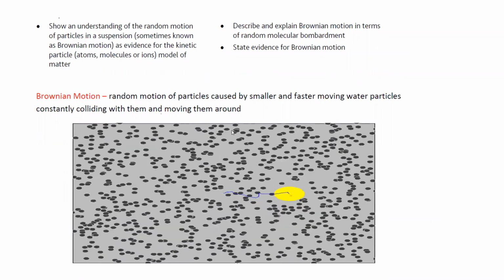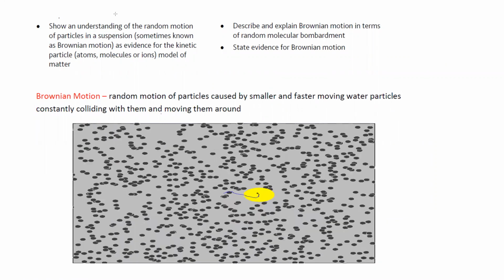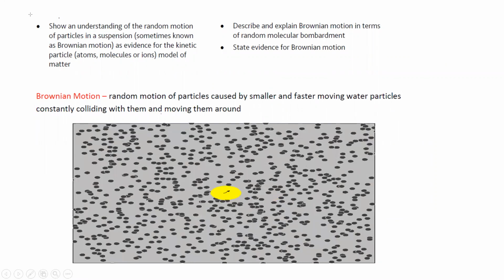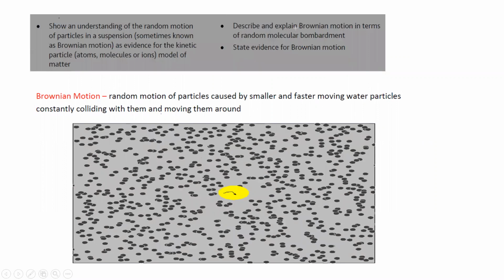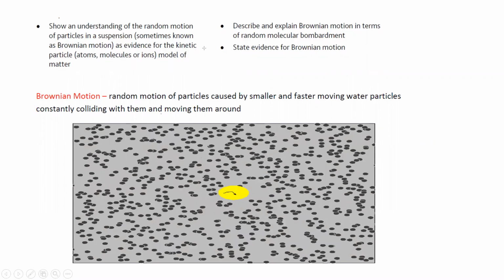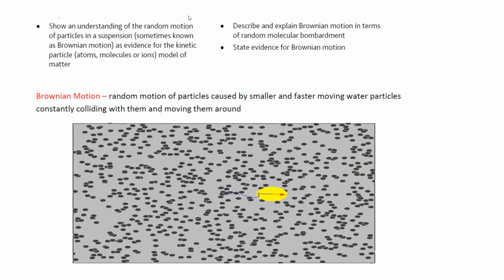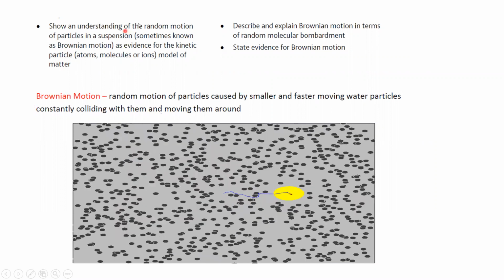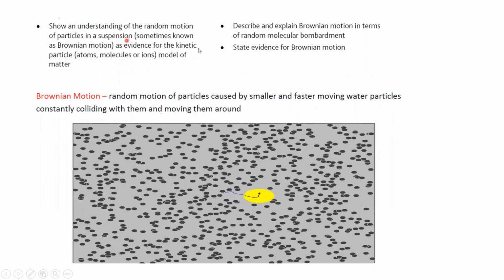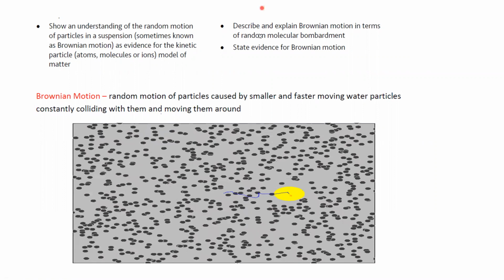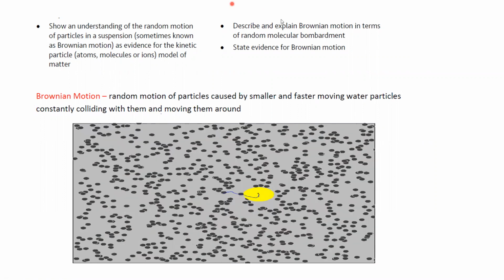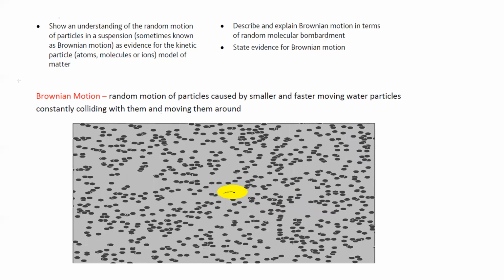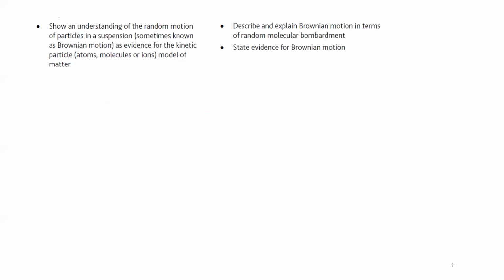At the top of the slide, you will always find the objective, the syllabus objective. This is from the syllabus only. So what is the objective of this part? You should show an understanding of random motion of particles. What is random motion of particles? How do we explain random motion? A motion which does not have a specific direction, we call that motion random motion.